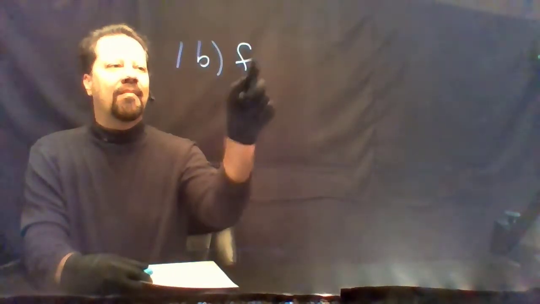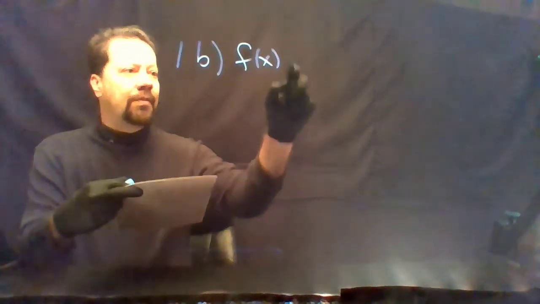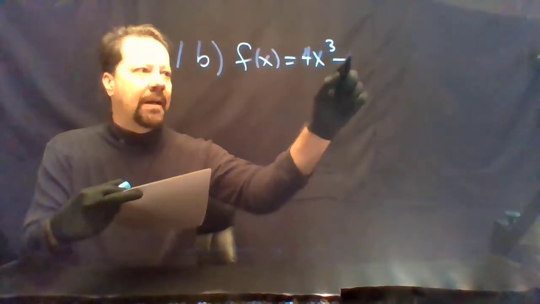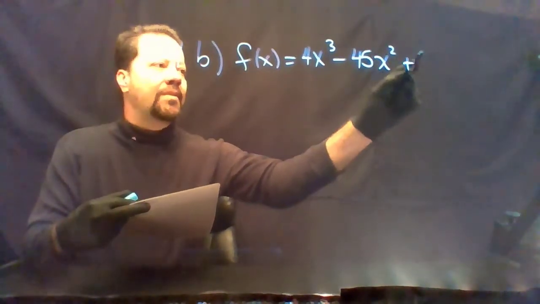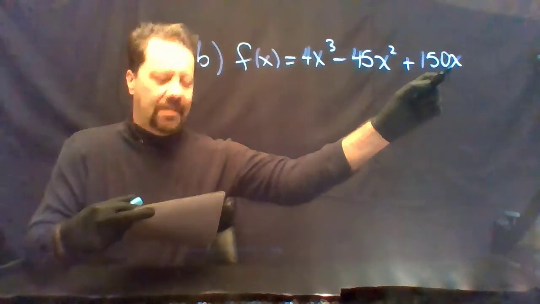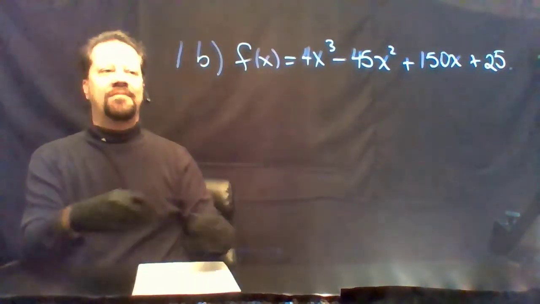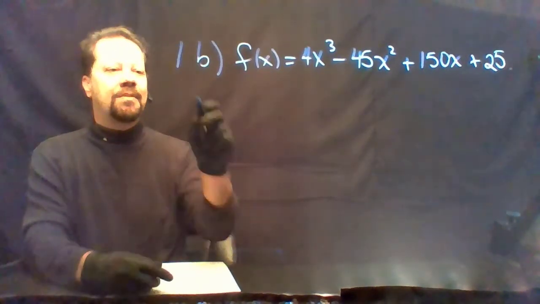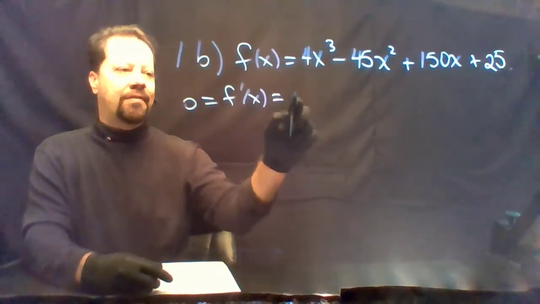On problem 1, part B, we'll classify the critical points for 4x cubed minus 45x squared plus 150x plus 25. Again, the first step is to find the critical points. So we'll calculate the derivative, set it equal to 0, and solve for x.